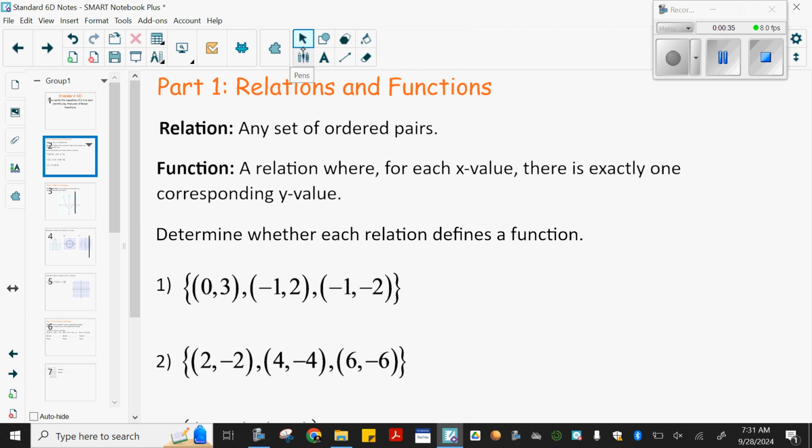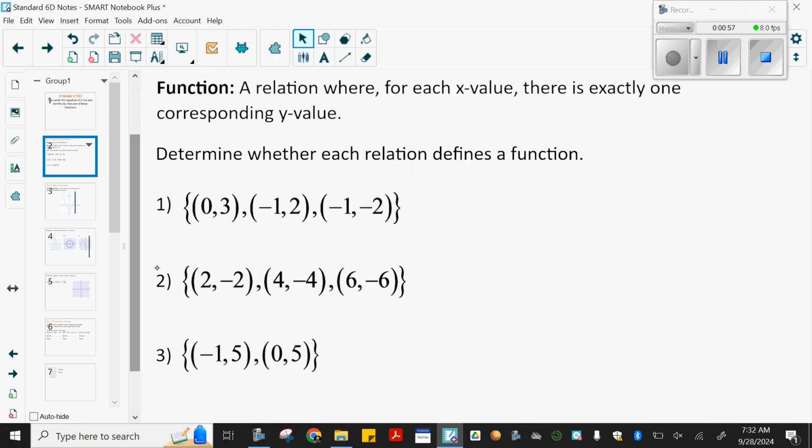Relations and functions. A relation is any set of ordered pairs. Here are two examples right down here. I think there's a third one below on your paper. A function is a relation where for each x value there's exactly one corresponding y value. So every time you have an x, it has its own unique y value. We're going to determine whether each relation is a function.